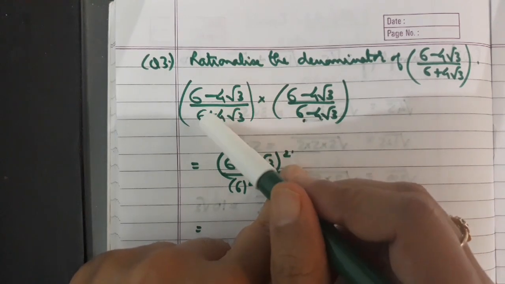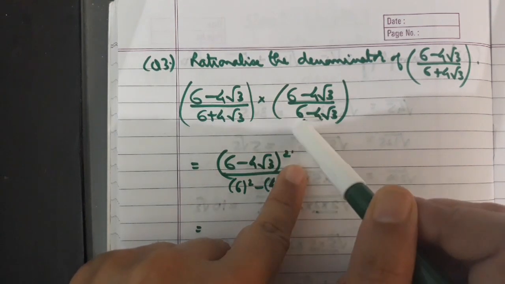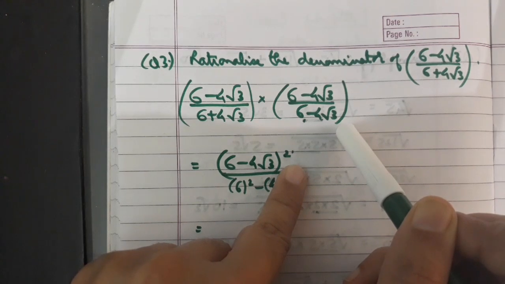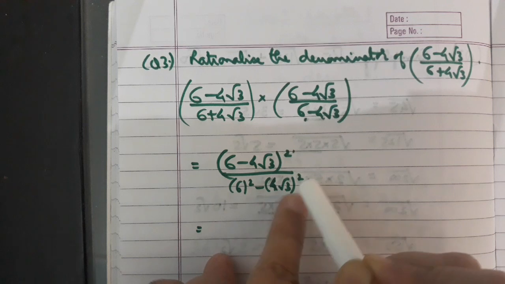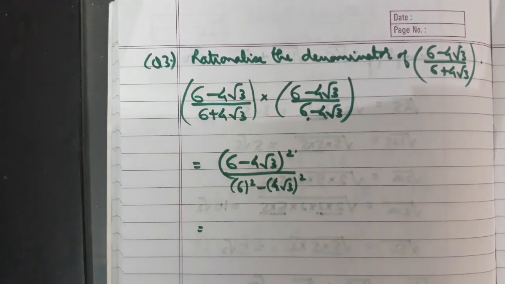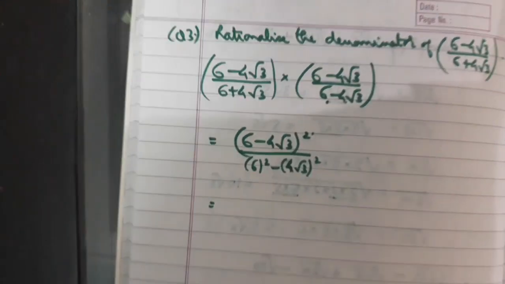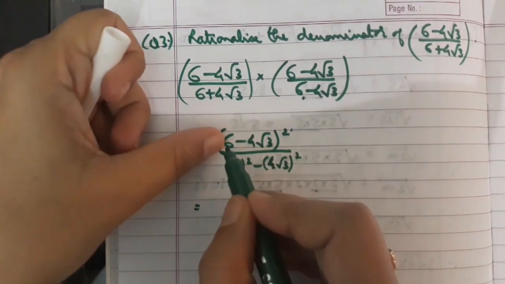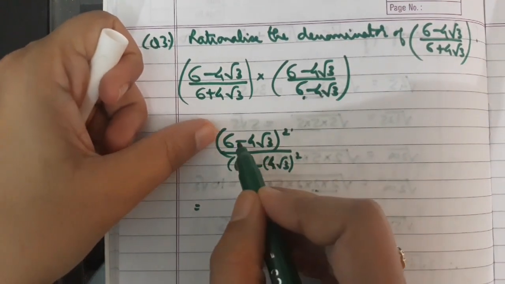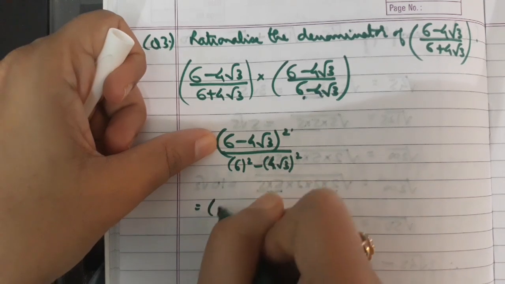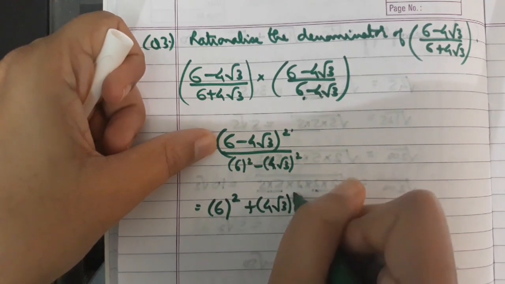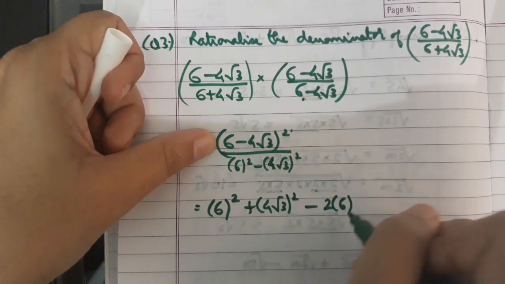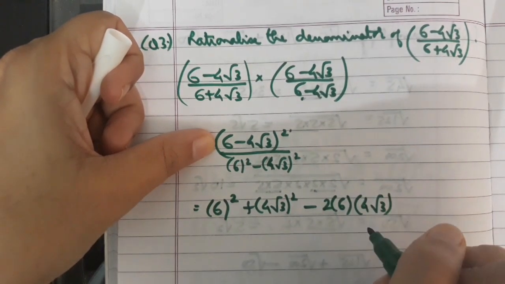In the denominator it is of the form a plus b into a minus b. And we know that a plus b into a minus b is a square minus b square. Now in the numerator we solve this. We use the identity a minus b whole square. And we know that a minus b whole square is a square plus b square minus 2 into a into b.